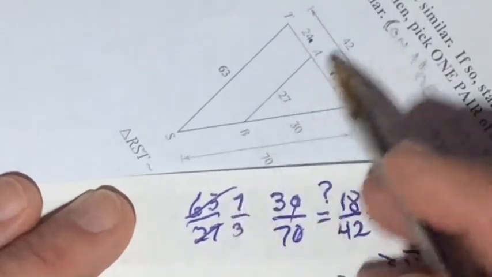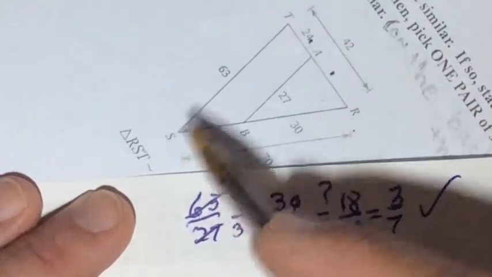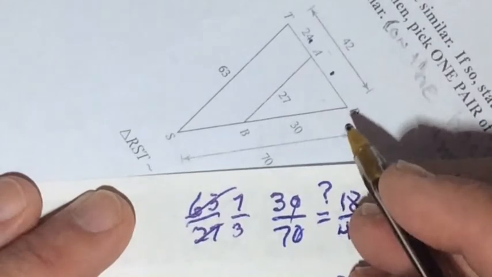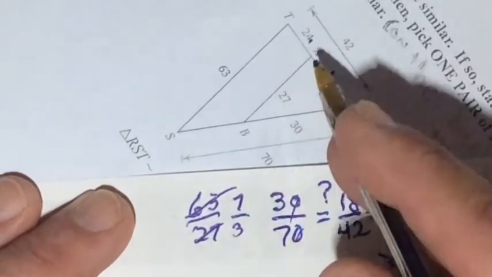And what have we got here? RST, that's from here to here to here. That's going to be similar to RBA.